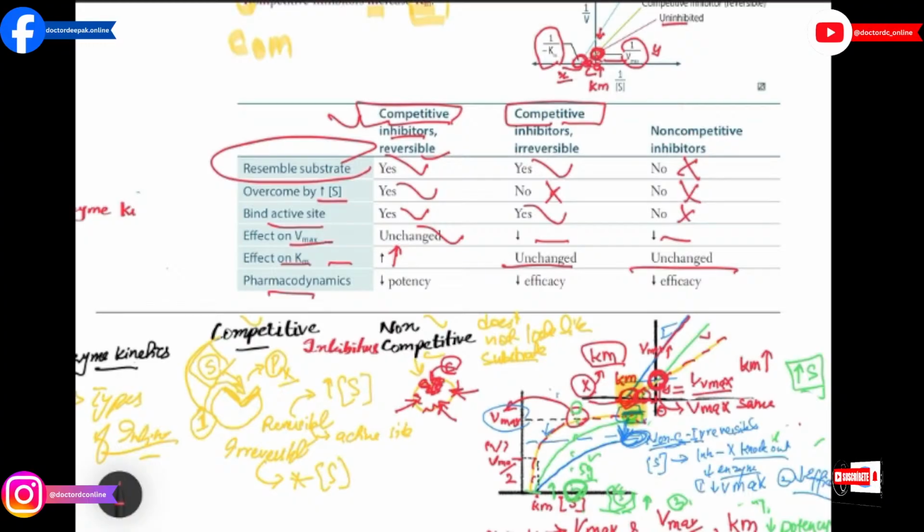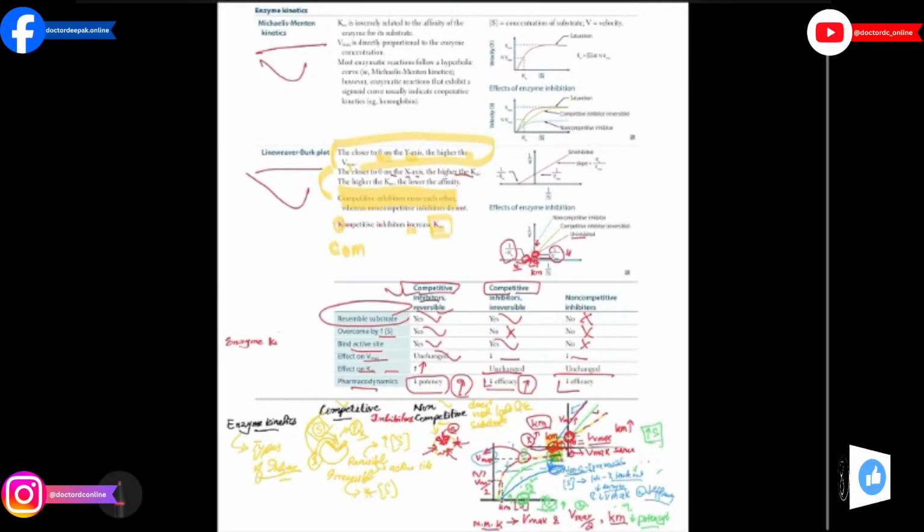If you talk about pharmacodynamics, potency will be decreased in a competitive inhibitor, because when you give a high amount of substrate, the enzyme will work the same. But in irreversible and non-competitive, the efficacy will be decreased, because when we are disturbing the enzymes, they will not work again as they were doing. So the efficacy will be decreased in both. So that is all about enzyme kinetics.